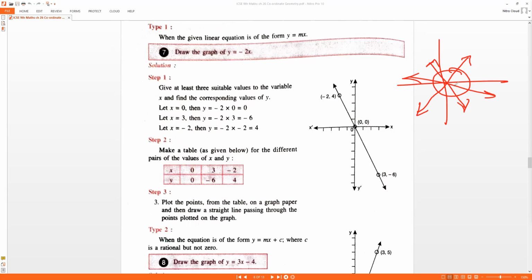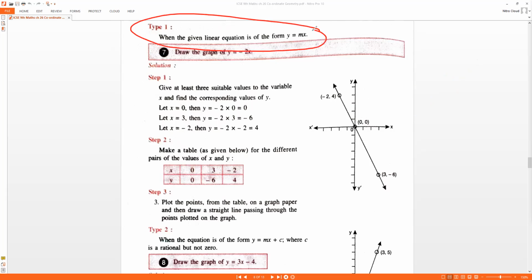So we have to understand what type of equation they represent. How can you write their equations? That is the key here. If you see here, you can see an equation y is equal to mx, right? Y is equal to mx, correct?